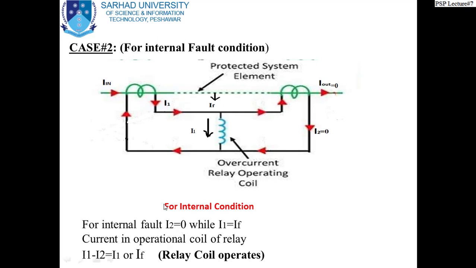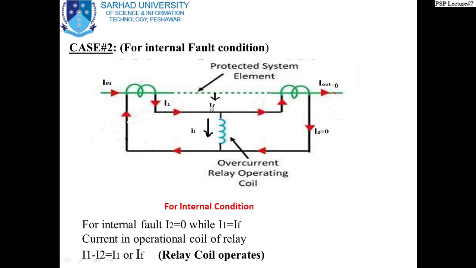Okay, let's say now we have an internal fault. An internal fault means a fault in the particular element which we want to protect. Now see here, this arrow shows the internal fault, and this IF is the fault current.